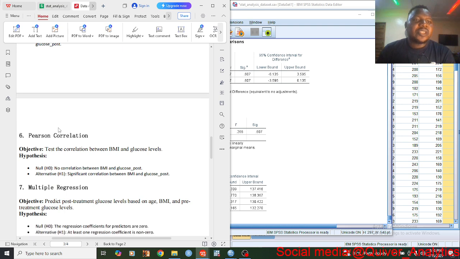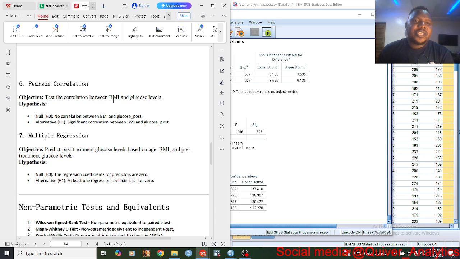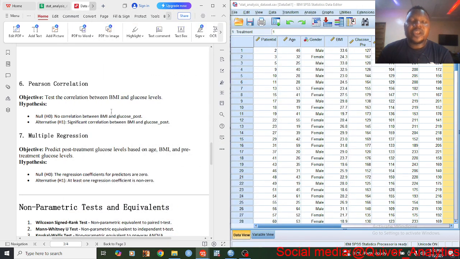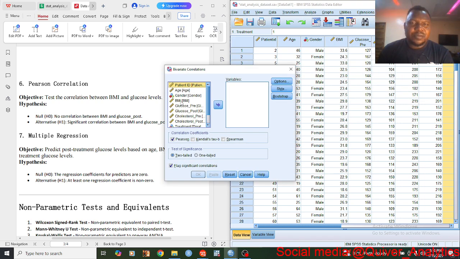Now the next thing is Pearson correlation. Test the correlation between BMI and glucose levels. We'll actually do more than one, but let's do one first. You go to Analyze, Compare Means, Correlate, Bivariate, and BMI and glucose.